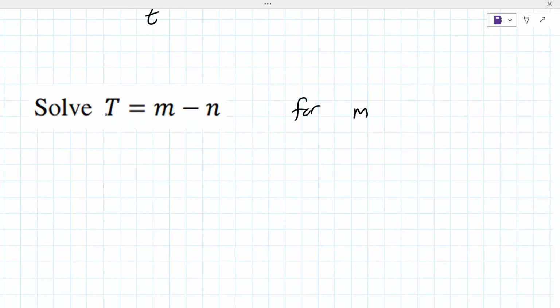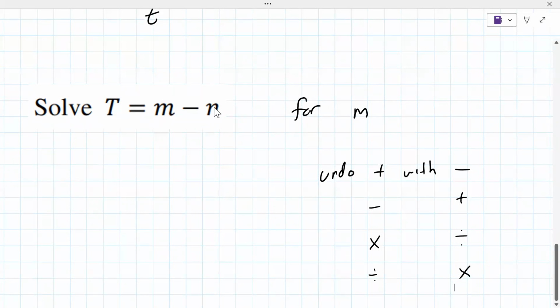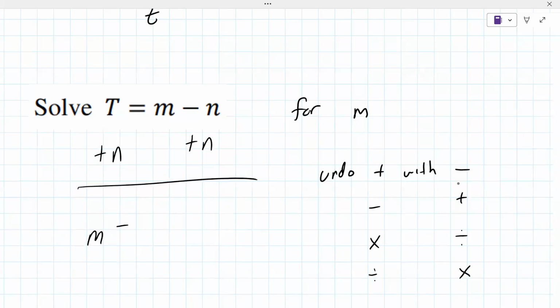Okay, so let's quickly review. You undo addition with subtraction. You undo subtraction with addition. You undo multiplication with division. You undo division with multiplication. What letter are you solving for in this equation? M. So what is the n doing? Is it adding, subtracting, multiplying, or dividing? Being subtracted. So how do you undo subtraction? With addition. Yes, so you're going to add n to both sides of the equation. And then you can always switch sides. So what does m equal?